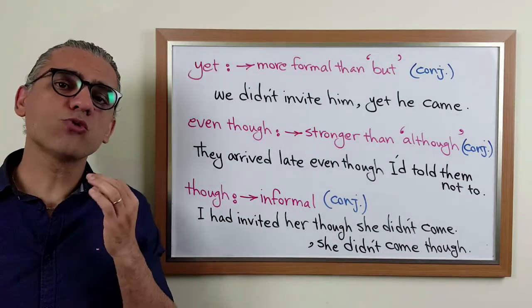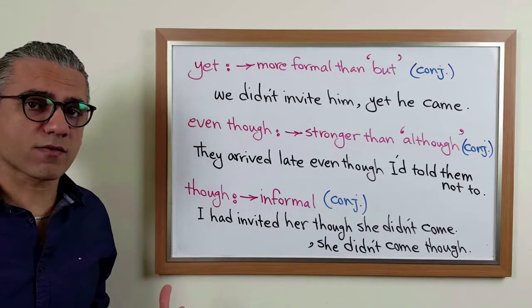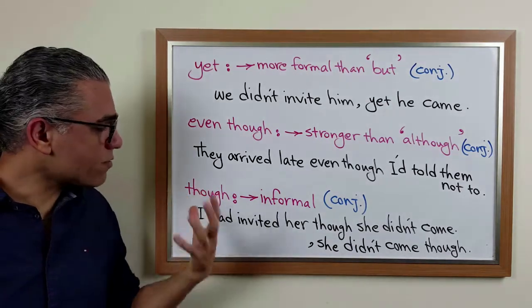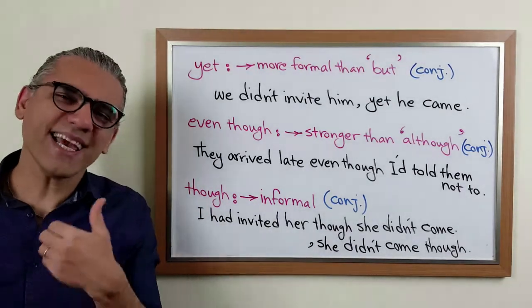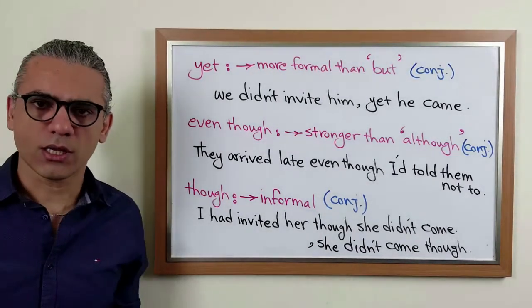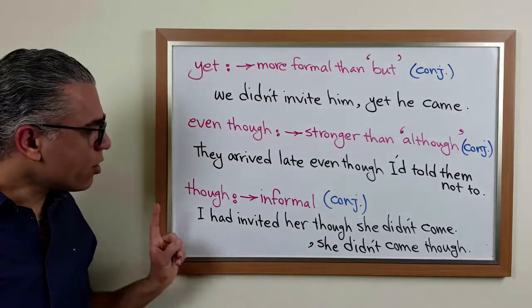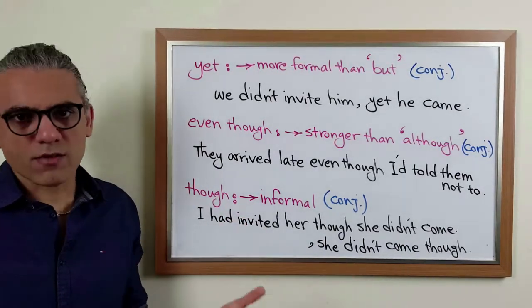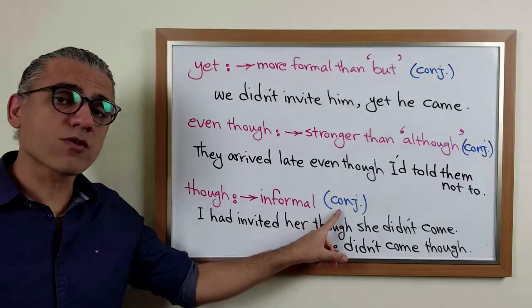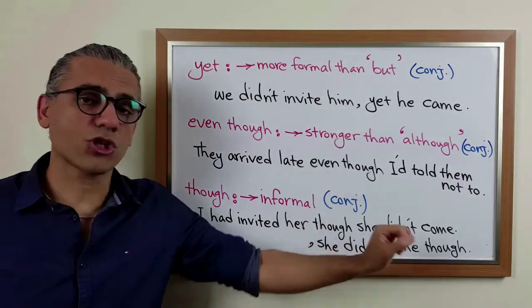The next word we use is though. Remember, we don't use though in formal contexts. Though is only used in informal speech or colloquial English or everyday English. Though means although, and it is also a conjunction. I had invited her, though she didn't come.